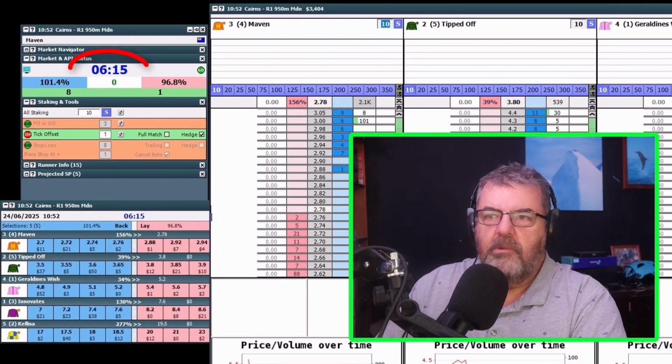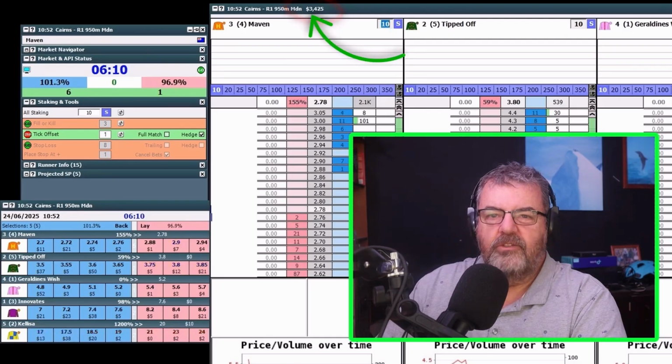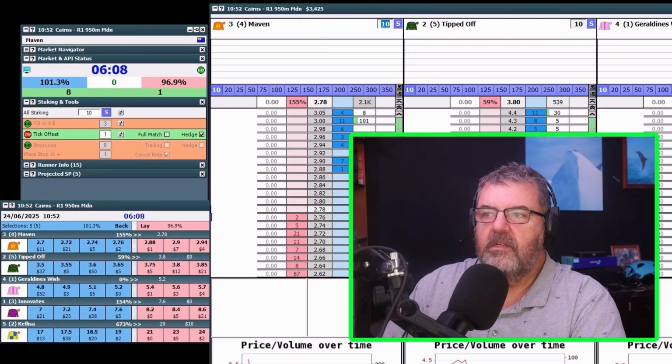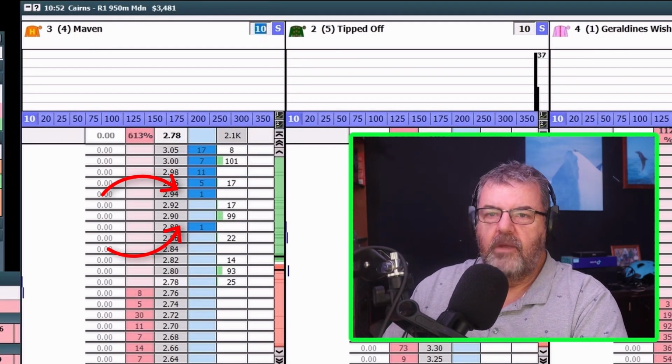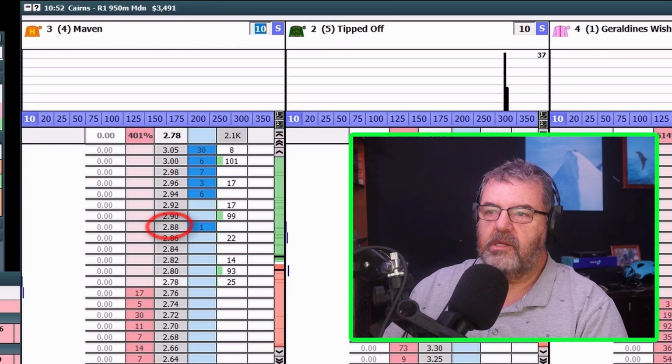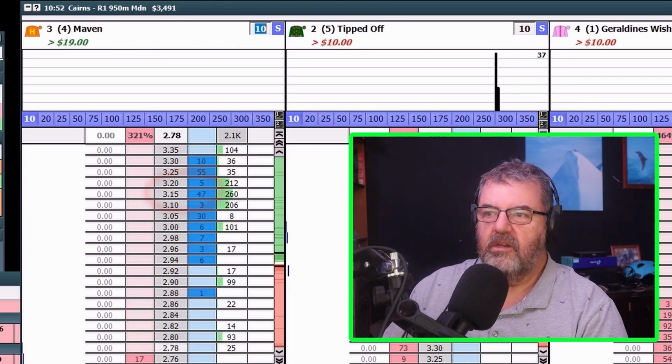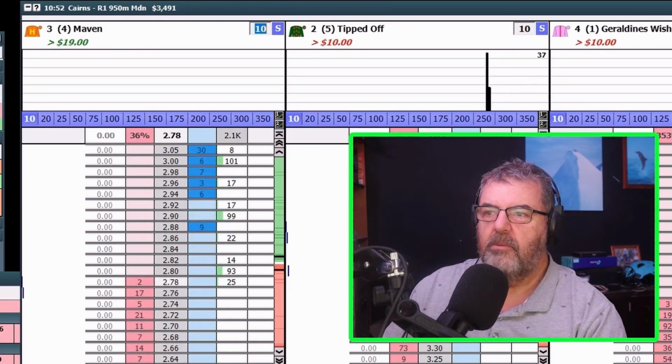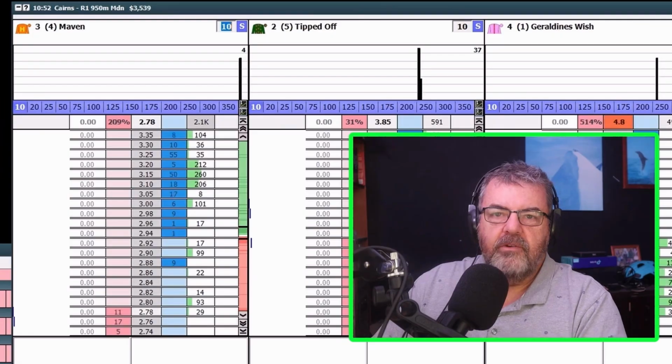Now I can see there's 6 minutes left to go before this race starts. There's only $3,000 being traded on this race so far. And we can see it's very gappy, meaning $1. Yeah, okay, so someone wants to back the horse for $1 at $2.88. Next guy's up at $2.94, he's got $6. So there's a lot of gaps. No money's traded. Over the whole race, there's been $3.5 grand.